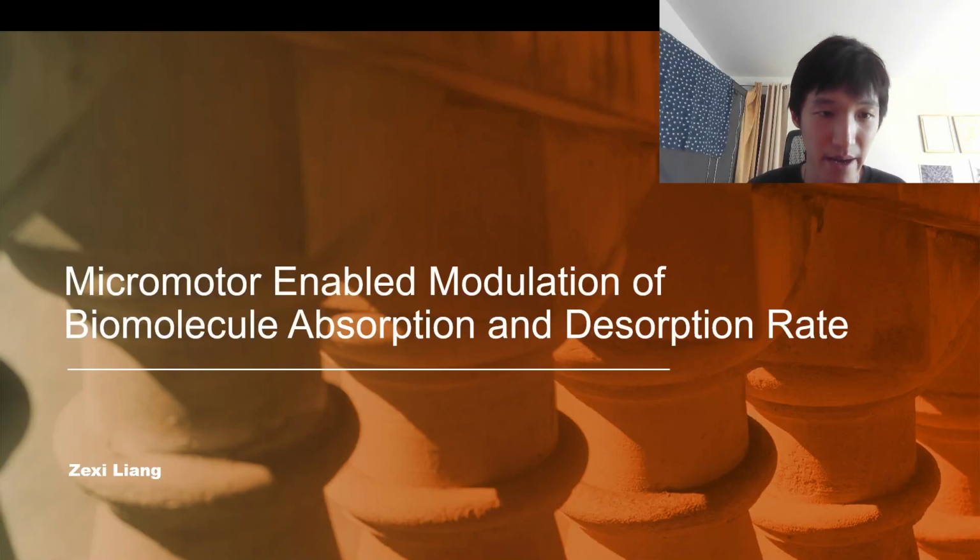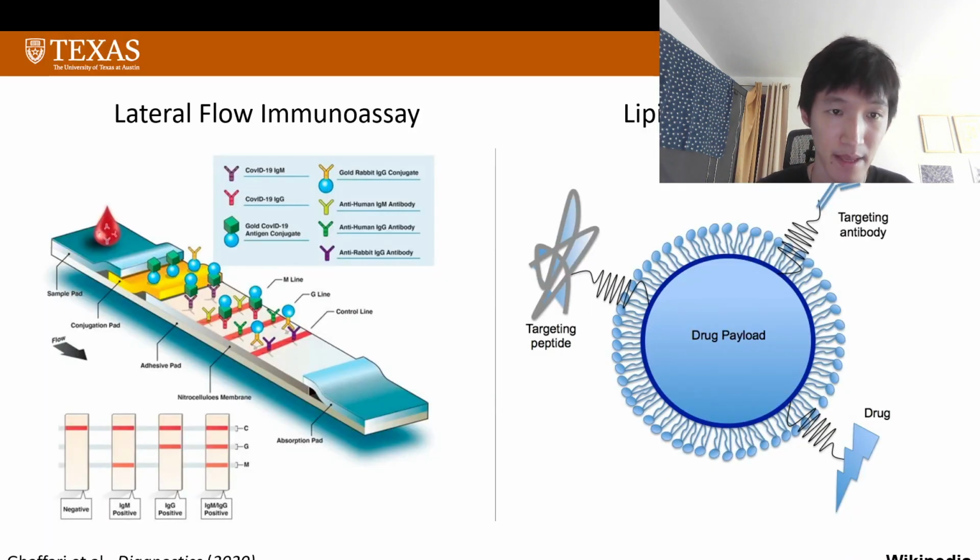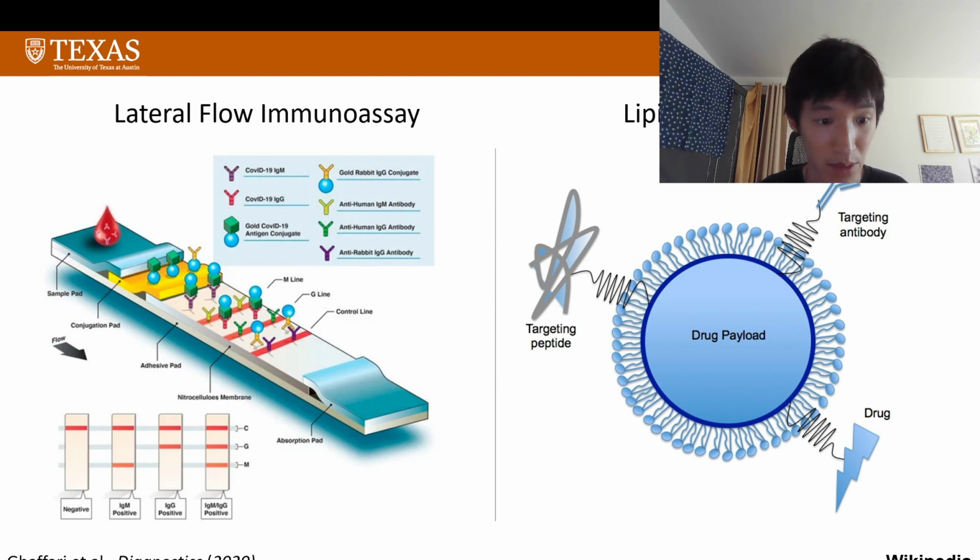Today I'm going to talk about how to use micromotors to enable the modulation of biomolecule absorption and desorption rate for various biomedical applications. If you are familiar with these two devices, on the left is the rapid test kit of the COVID-19, which is also a lateral flow immunoassay, which can detect the COVID antibody when it binds to the sensing site on the device, which requires the absorption process.